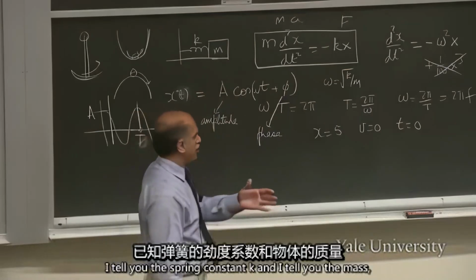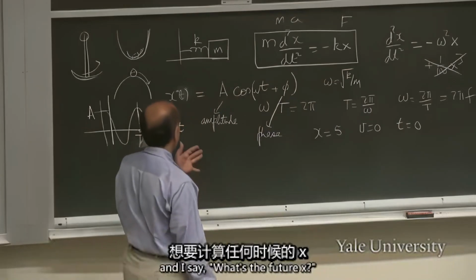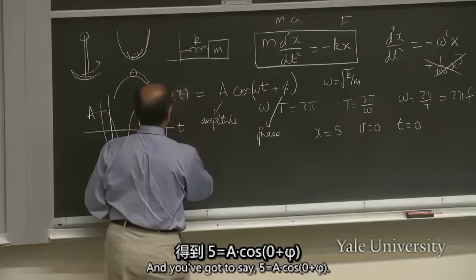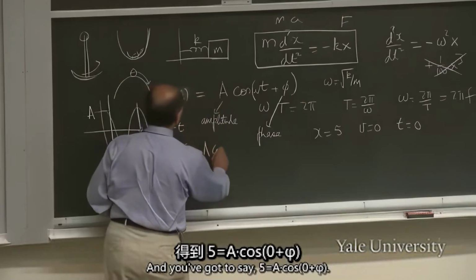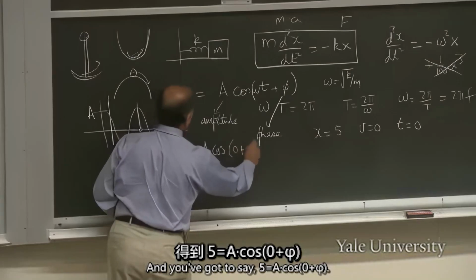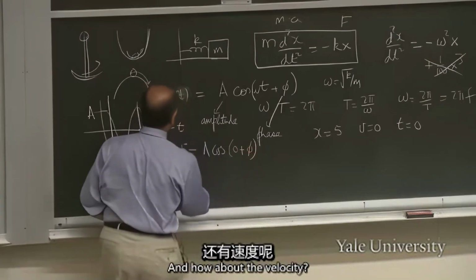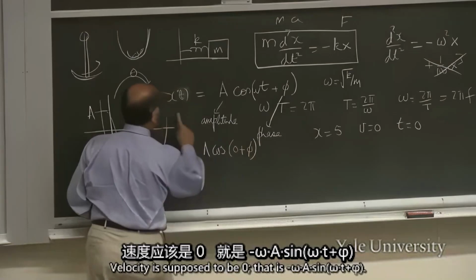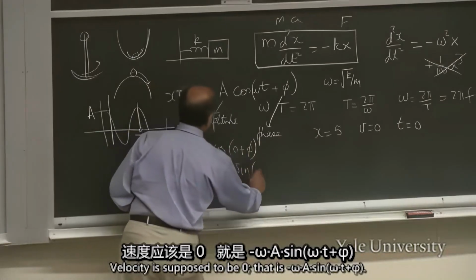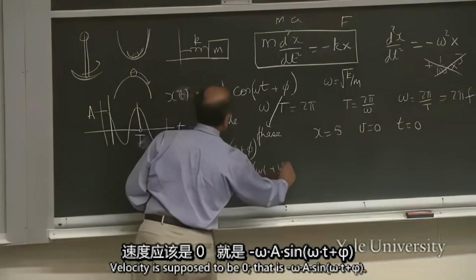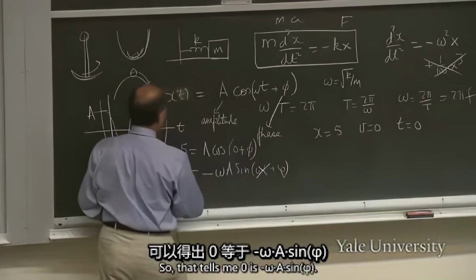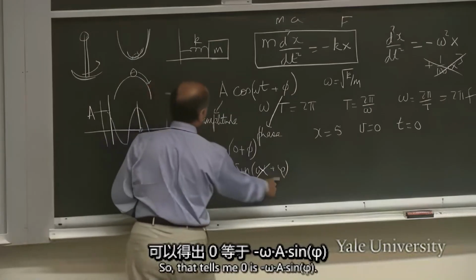I tell you the spring constant k and I tell you the mass and I say what's the future x? You have to come back to this equation and say 5 equals a cosine of 0 plus phi. And how about the velocity? Velocity is supposed to be 0. That is minus omega a sine of omega t plus phi, where t is 0. So that tells me 0 is minus omega a sine phi.